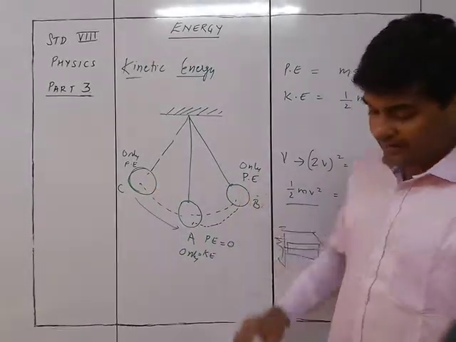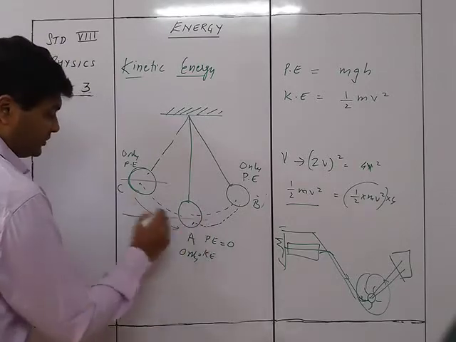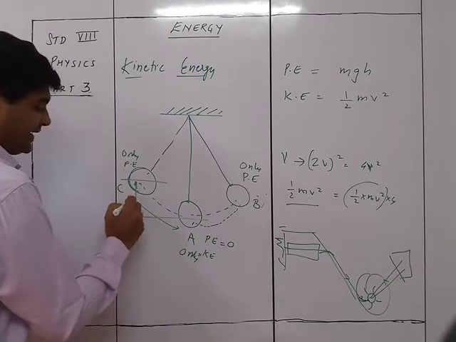So the h over here is the height between this position and this position. This difference is the h over here.